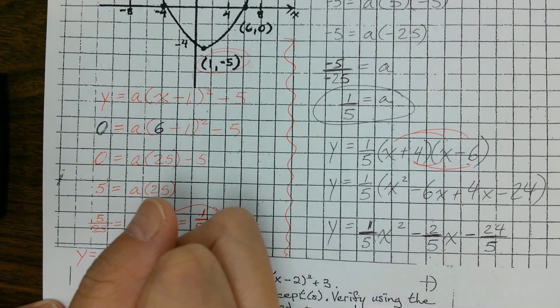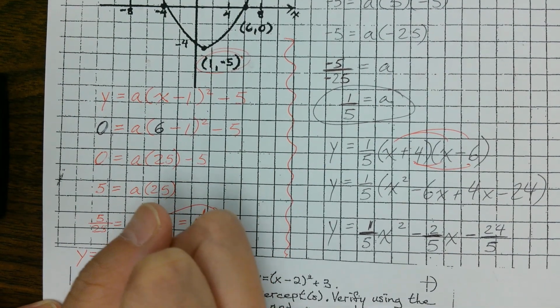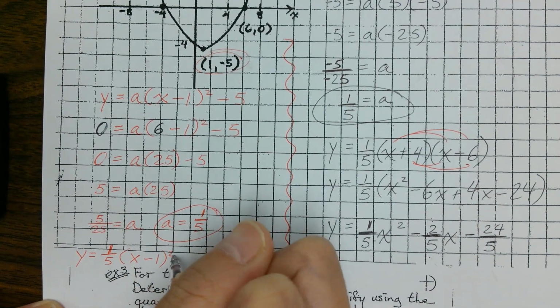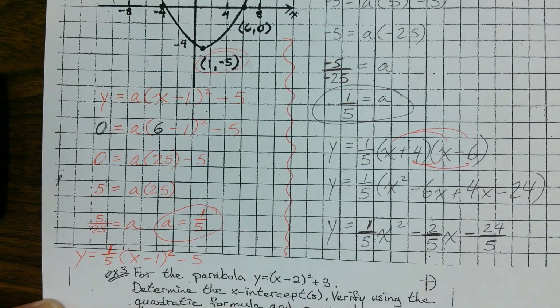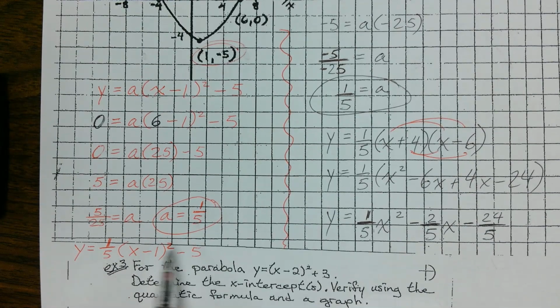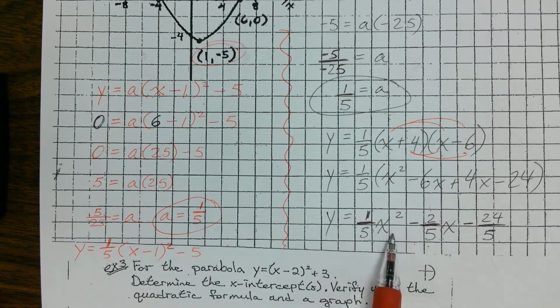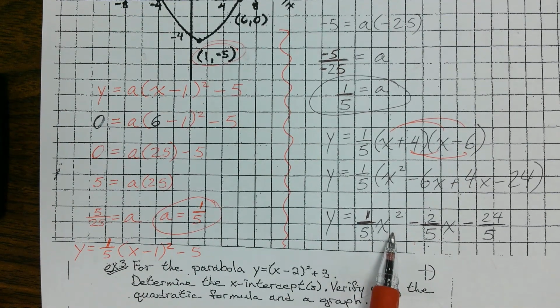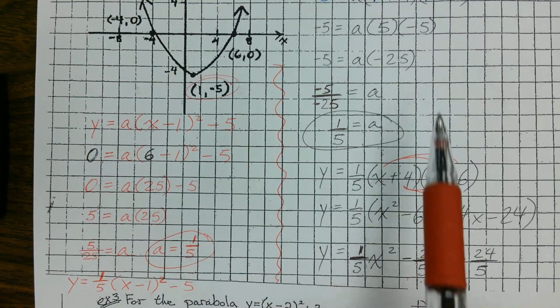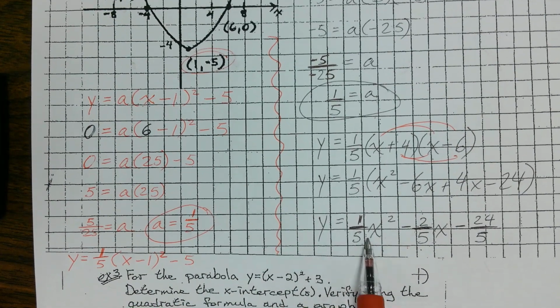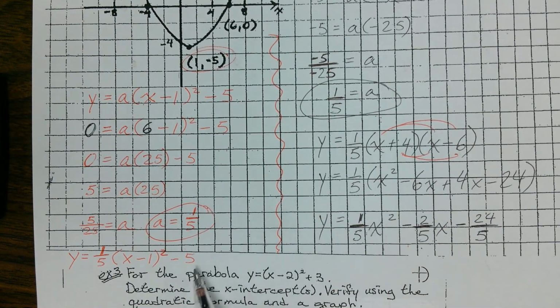Yep. y equals 1 over 5, brackets x minus 1 squared minus 5. Perfect. Okay. If I do FOIL and expand this out, what will I get? This. Okay. And that's because all three of these equations are the exact same thing.